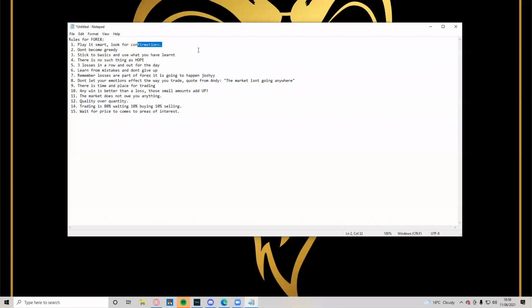I'm going to look for confirmations before I trade. I'm not going to become greedy. I make my daily target, I'm out. Stick to the basics. I'm not going to go learn a new strategy overnight. Again, there's no such thing as hope. If I'm in a trade and I'm hoping for it to reverse, it's the wrong thing. Three losses in a row and I'm out. It's the same. It's about discipline. You're not going to continue burning yourself if it's hurting you, right?